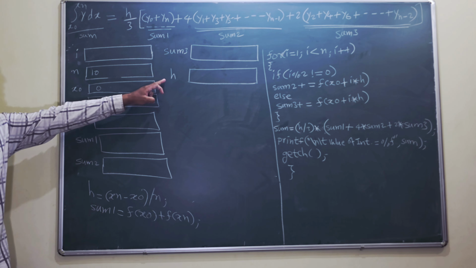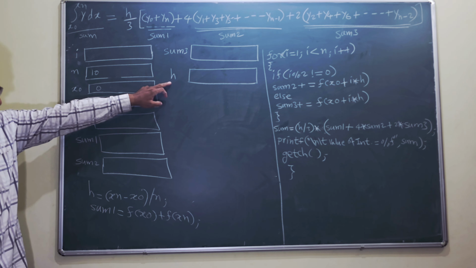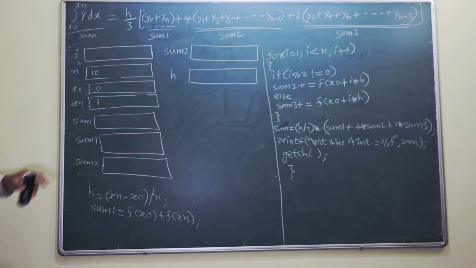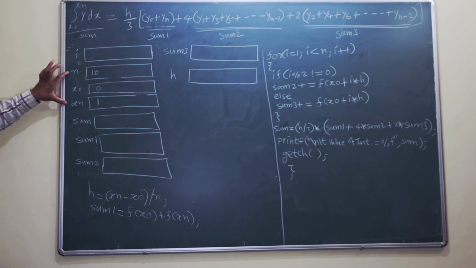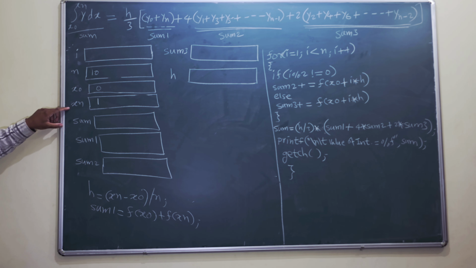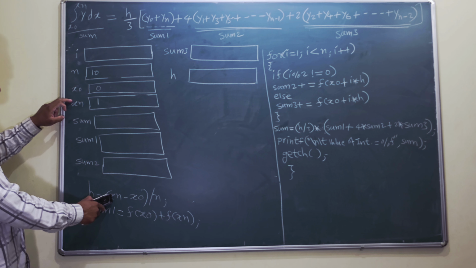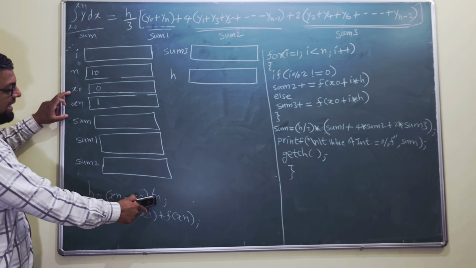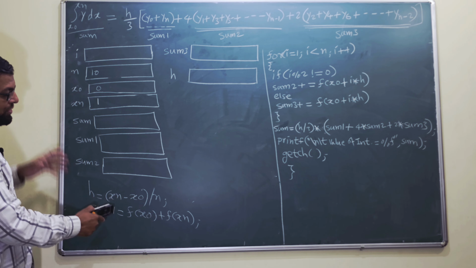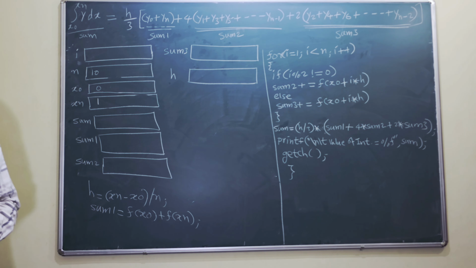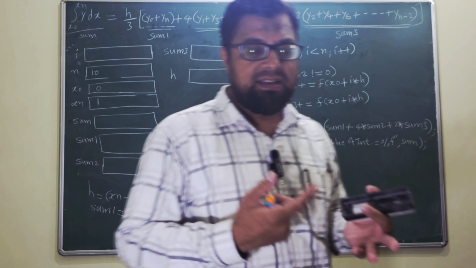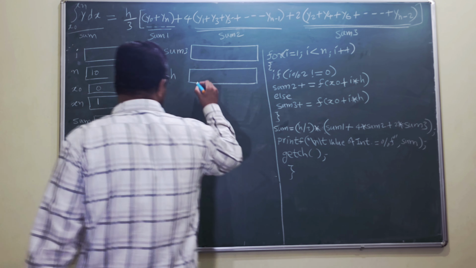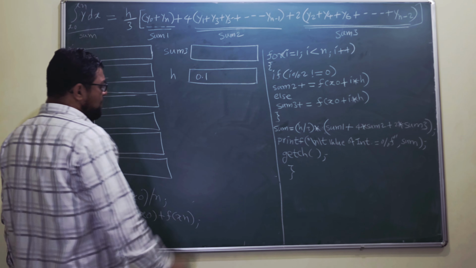Now by using this formula it will calculate the value of h as xn minus x0 divided by n. So it will go to these spaces and find the values there. The value of xn is 1, so it will take 1 minus 0, because the x0 value is 0, divided by n, that is 10. So it will find the value of h as 1 minus 0 divided by 10, which comes out to be 0.1. So it will store the value of h as 0.1.